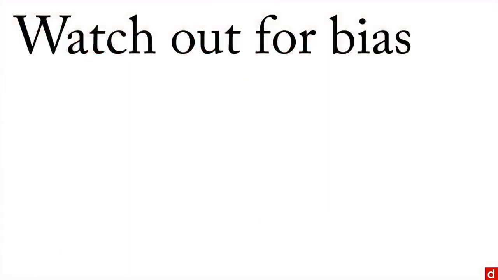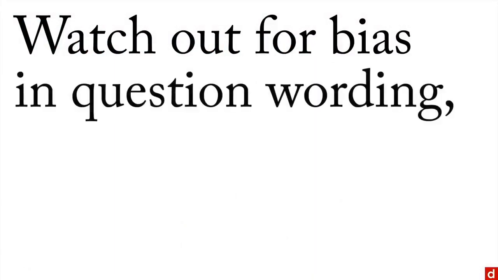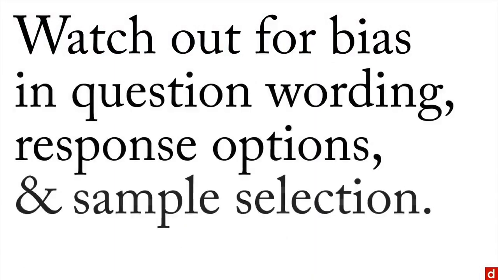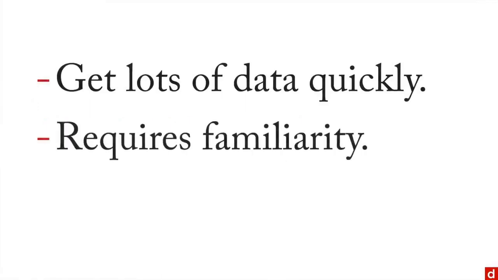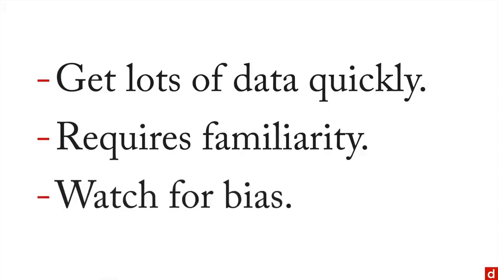Now, aside from that egregious violation of research ethics, you do need to do other things like watch out for bias in the question wording, in the response options, and also in the sample selection, because any one of those can push your responses off one way or another without you really being aware that it's happening. So in sum, let's say this about surveys. You can get lots of data quickly. On the other hand, it requires familiarity with the possible answers in your audience, so you know sort of what to expect. And no matter what you do, you need to watch for bias to make sure that your answers are going to be representative of the group that you're really concerned about understanding.